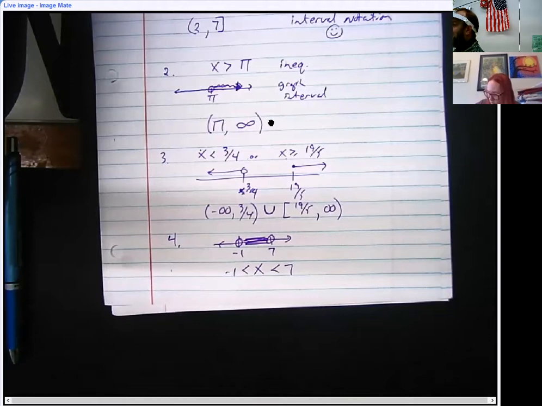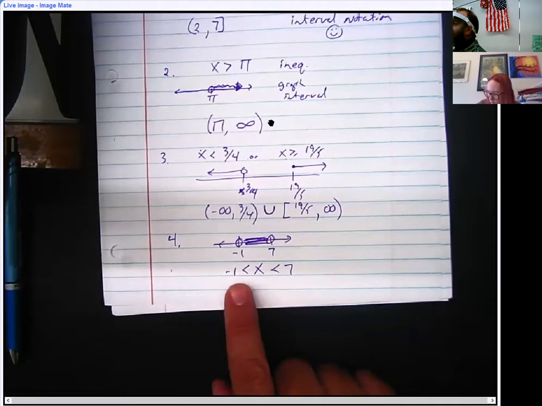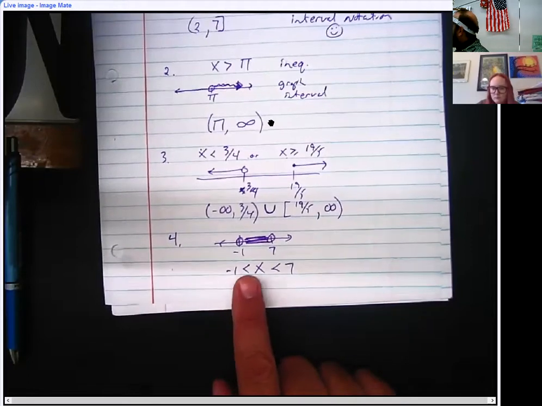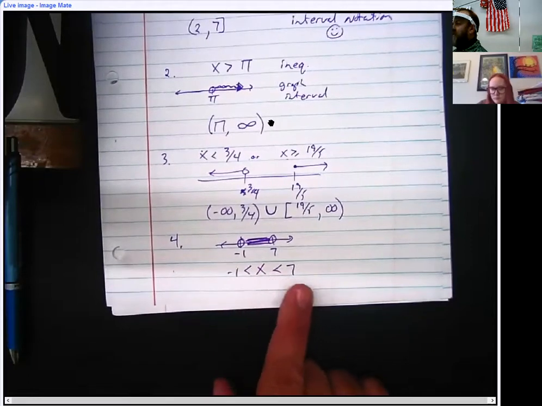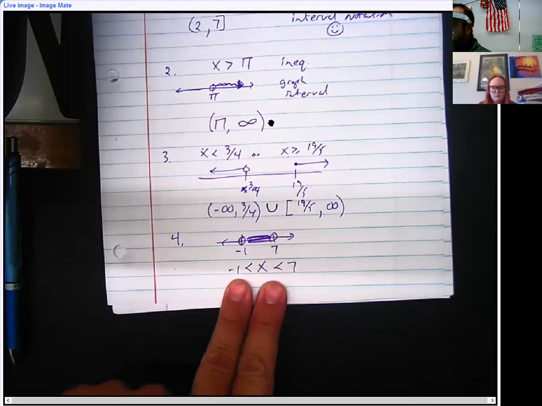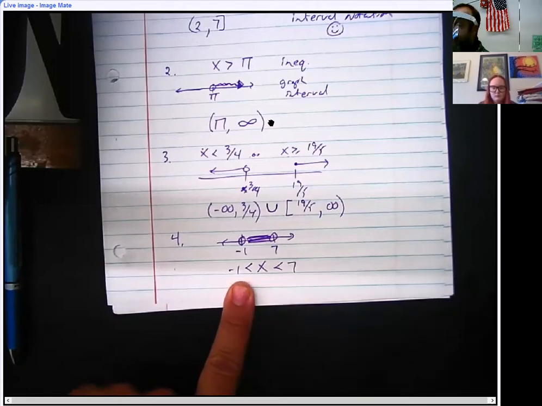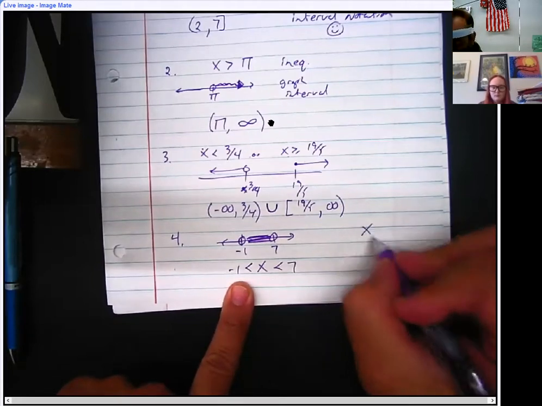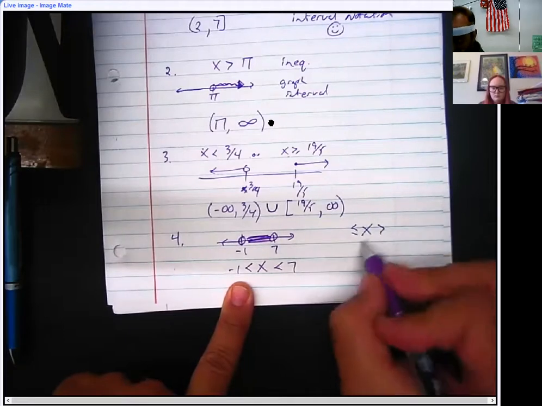You guys all right? And how you read that, by the way, is -1 is less than x is less than 7. So that implies that x is where? In between. It's stuck in the middle. So if you ever have that little block, like it looks like a line segment, you have to write it this way. By the way, I almost don't want to write it down because it pains me. If you ever see somebody do this, this is trash.